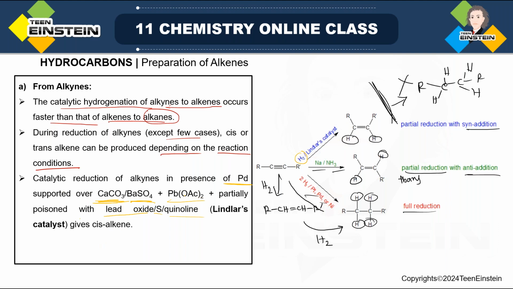That is the first thing. The second thing is there is also the presence of lead acetate. And the third thing is that it is partially poisoned with any of these three substances: lead oxide, sulfur, or quinoline. Quinoline is basically a compound like this. This is called quinoline. Just like pyridine, you have just one benzene ring extra. But whatever it is, this is the Lindlar catalyst combination.